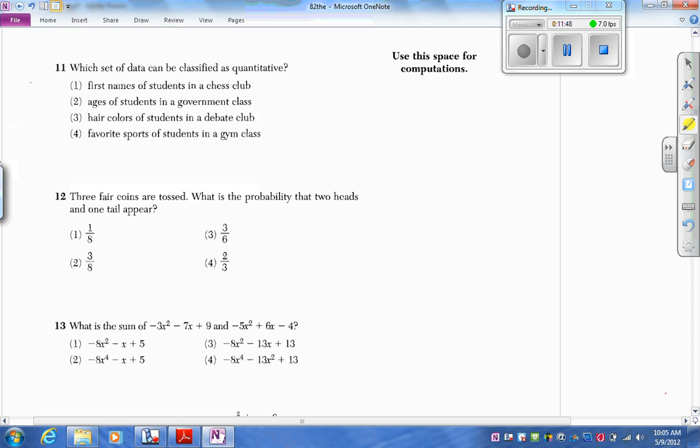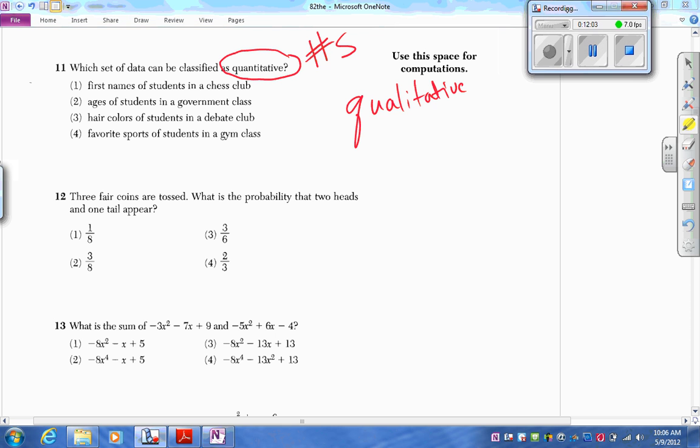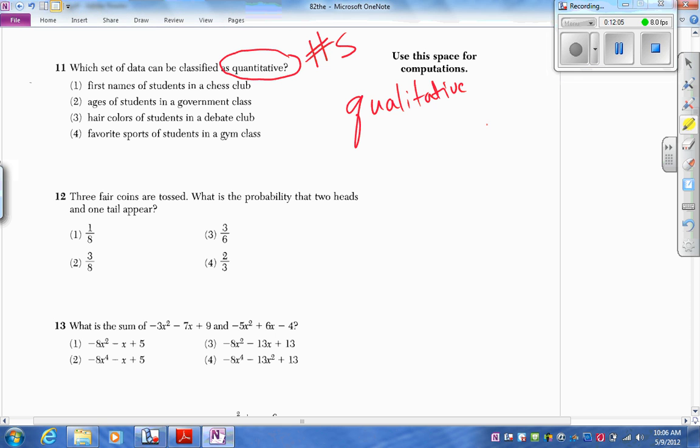Which set of data has to be quantitative? Do you remember quantitative means it has to deal with numbers? The other one was qualitative. Do you all remember? Qualitative has to do with the qualities of it: purple, green, smells funny, ugly, whatever. Those are all the qualities. Quantitative has to do with some kind of numbers. So which of the following can be classified as quantitative?